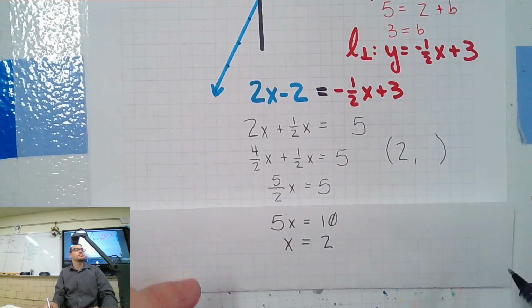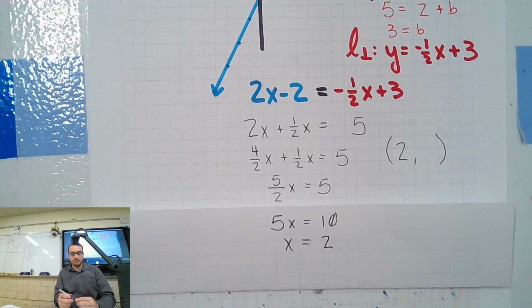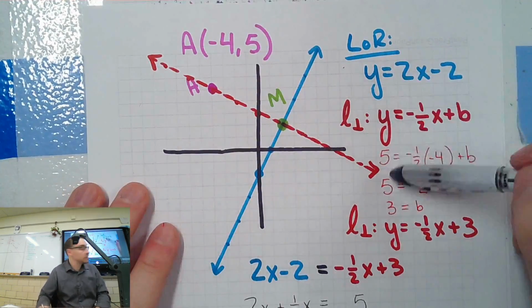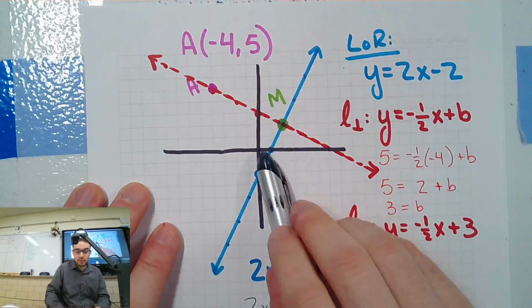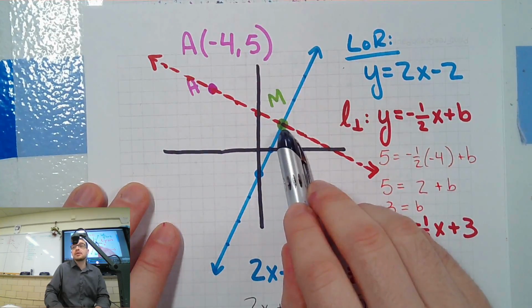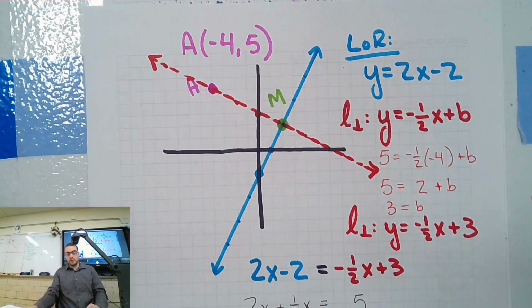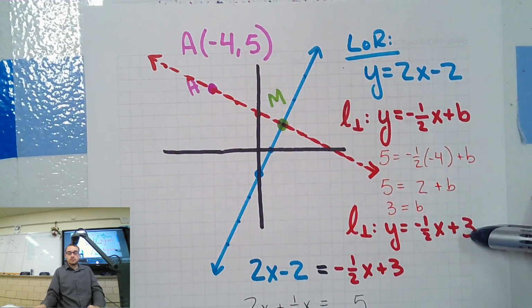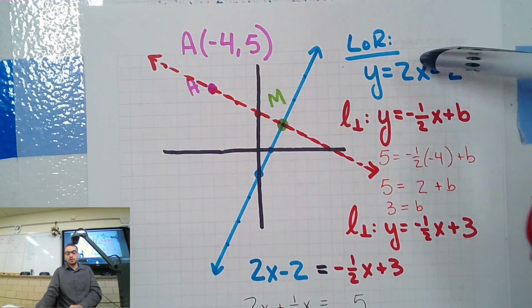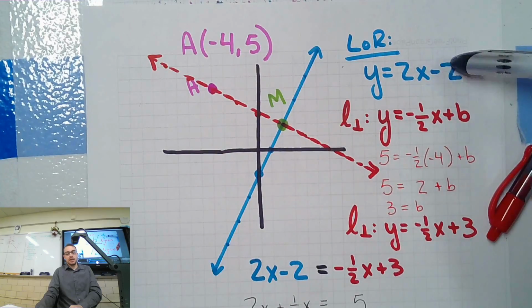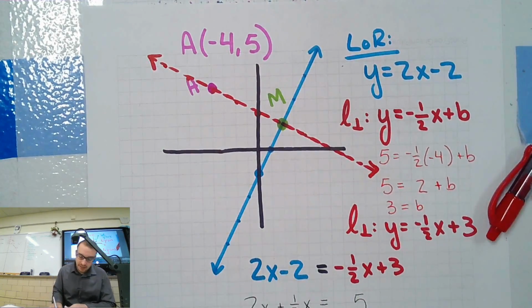How do we find y? Remember, it doesn't matter which equation we plug it into because both of them, when you plug in 2, should have the same number pop out. That's why they intersect there. So would you rather plug it in the top equation or the bottom equation? Top equation. Let's plug in 2. What's 2 times 2? Subtract 2. 2. So they intersect at 2, 2.